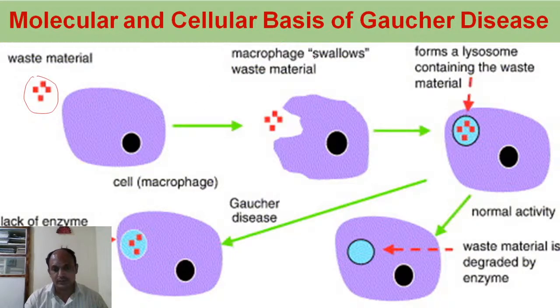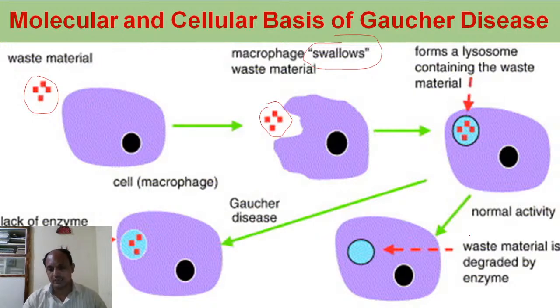These macrophages engulf or swallow this waste material. So there is a swallowing of this foreign material, and now that material enters inside the phagocytic cell or macrophage, and it forms a vesicle containing waste material. That waste material is ingested by phagosomes, which combine with lysosomes and lead to the phagolysosome. Now that waste material is inside the lysosome. When there is normal activity of the lysosome, that waste material is degraded and expelled or removed from the cell.